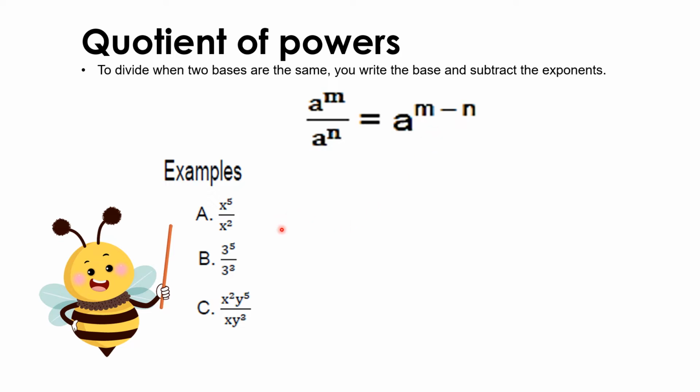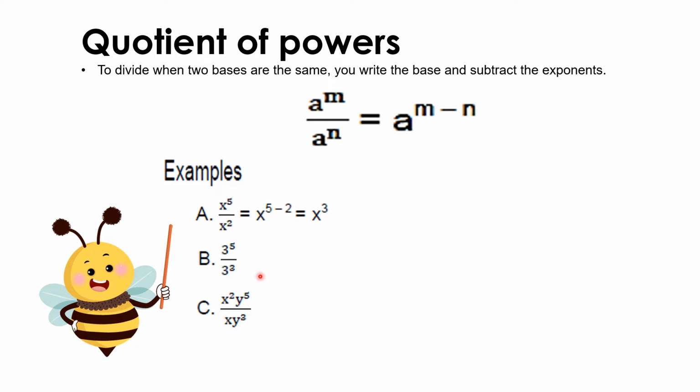So again, we have 3 examples here. First example is x raised to 5 all over x raised to 2. Just copy the base x, then subtract the exponent in the numerator to the exponent in the denominator. So we have x raised to 5 minus 2. Therefore, our final answer is x raised to 3.